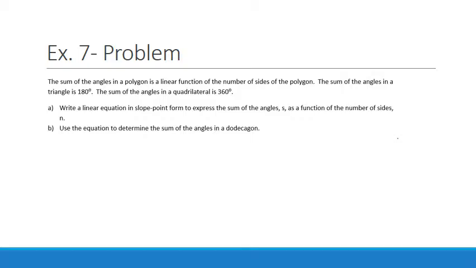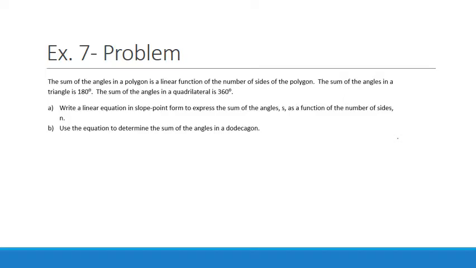Final example, everyone, a problem. The sum of the angles in a polygon is a linear function of the number of sides of the polygon. The sum of the angles in a triangle is 180. The sum of the angles in a quadrilateral is 360. Okay, so this might sound confusing, like how are we going to be dealing with lines if we're dealing with angles? Well, we're just going to read a little bit further and hopefully it becomes clear.